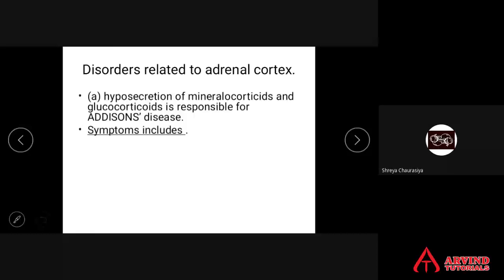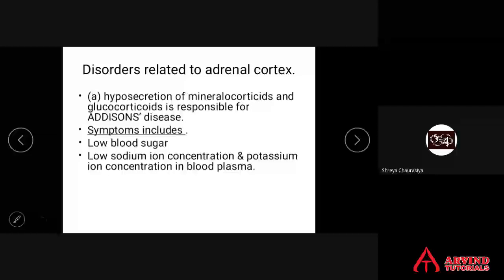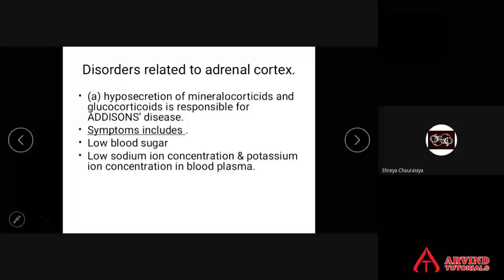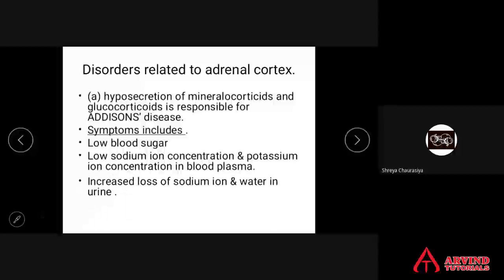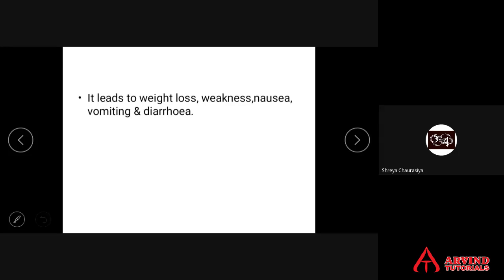What are the symptoms of Addison's disease? Low blood sugar level is considered one of the symptoms, which is due to the lesser secretion of glucocorticoids as well as mineralocorticoids. Low sodium ion concentration and potassium ion concentration in the blood, especially in the blood plasma. Increased loss of sodium ion and water in urine. That is the reason why there is a low amount of sodium in the blood, because more and more sodium escapes through the urine. It leads to weight loss, weakness, nausea, vomiting and diarrhea, which are also considered some of the symptoms.